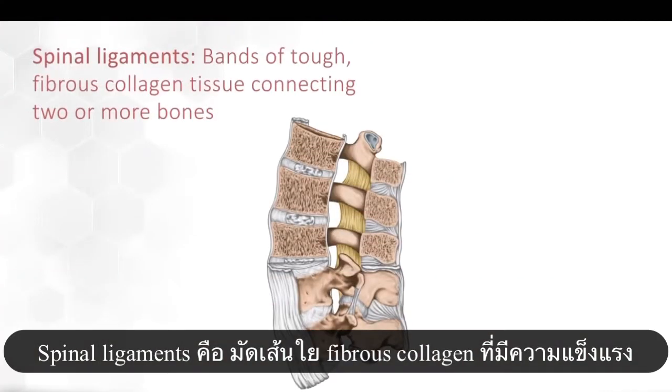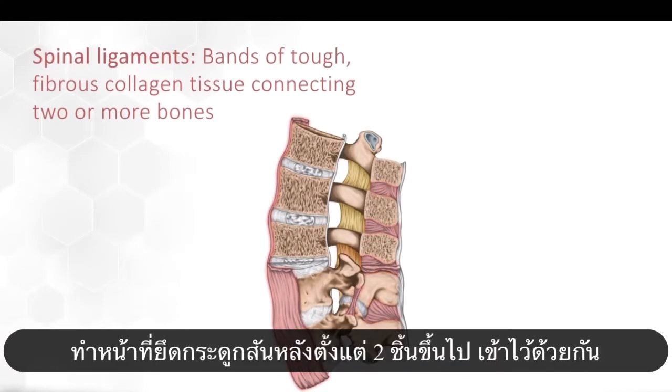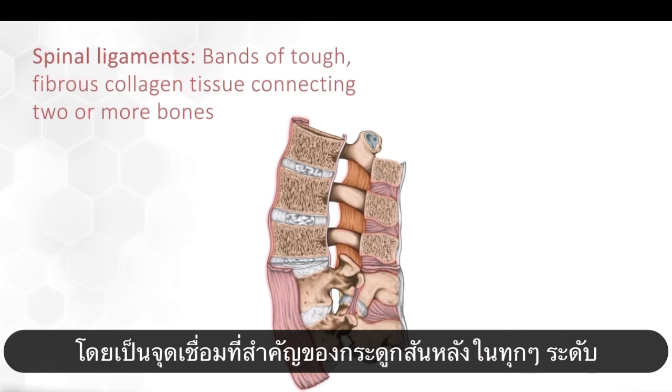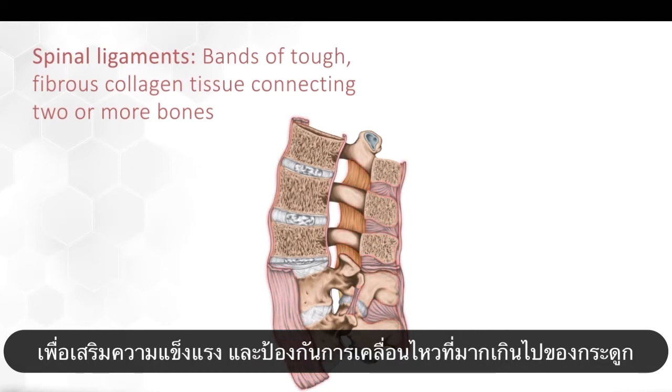Spinal ligaments are bands of tough, fibrous collagen tissue connecting two or more bones. Spinal ligaments are strongly anchored to the cortical bone of the vertebra and are found in all regions of the spine. They act as restraints and only become active when a joint is stressed to the maximum range of motion.